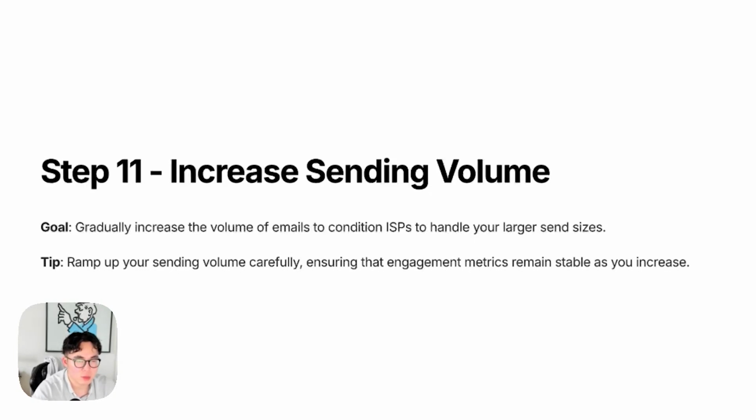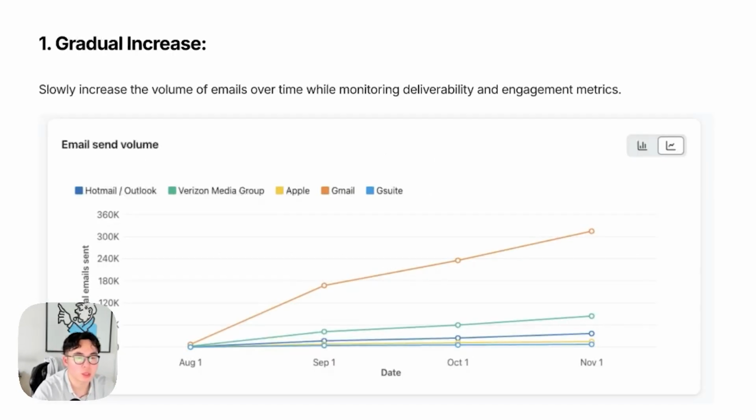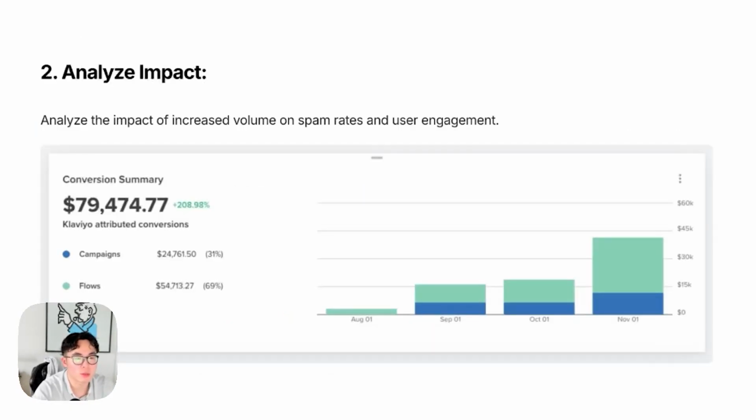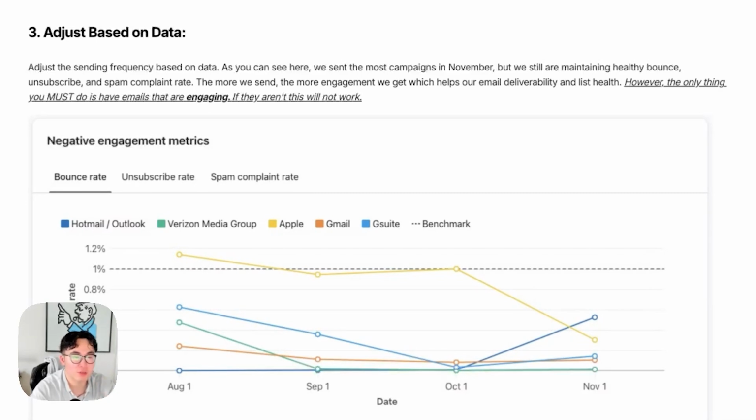Step 11, increase your sending volume. So here you want to gradually increase the volume of emails to condition email service providers to handle your largest send size. Number 1, gradually increase. So slowly increase the volume of emails over time while monitoring deliverability and engagement metrics. Analyze the impact of increased volume on spam rates and user engagement rates. Does sending more emails create more revenue for your brand? Adjusting the sending frequency based on data.